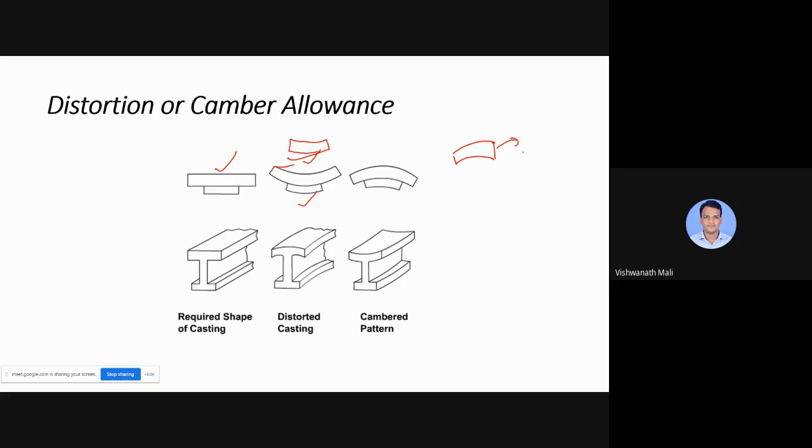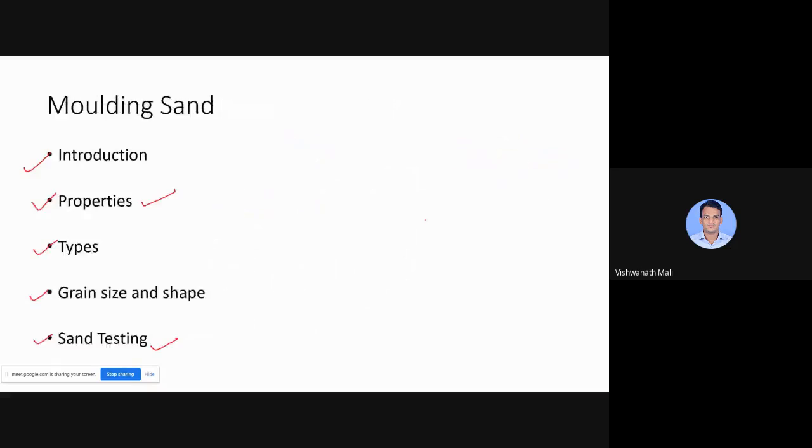Now, when it gets cast, due to the distortion, it will try to expand and it will get the original shape. Instead of preparing the pattern of this shape, if you prepare a pattern of this shape, your casting is getting distorted, right? So to avoid that, we already give the negative camber so that we get the original. So this is called distortion or camber allowance. What we are studying: types of pattern, material of pattern, and allowances of pattern.